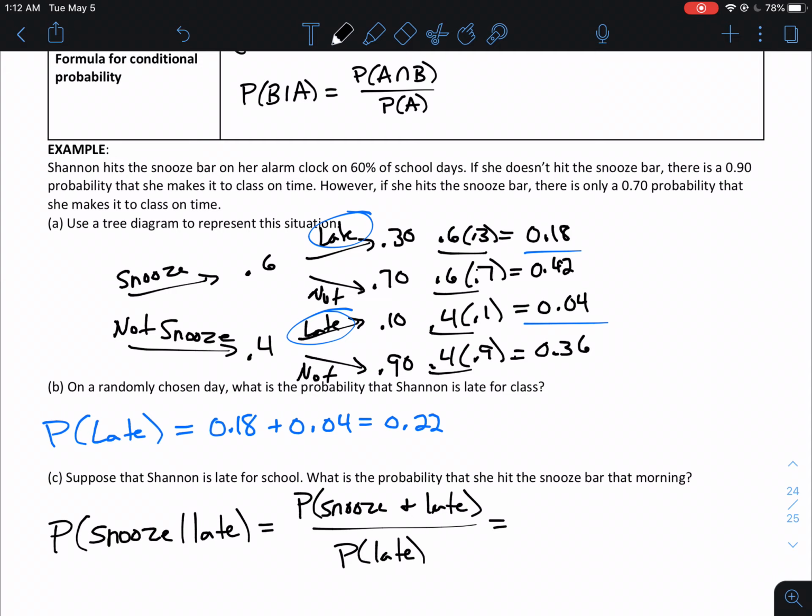Well, hey, got some good news for you. We already know one of these probabilities. The probability that she's late we found in part B, that was 0.22. And really, we've already found the top probability as well, the probability that she hits the snooze bar and is late. So again, that was snooze bar and late. It is this 0.18. So really all we have to do is use the information we've already found and put that into our formula. So now we're taking 0.18 divided by 0.22, which is about 0.81, and the 81 will repeat, so I'll just put the bar over the top.